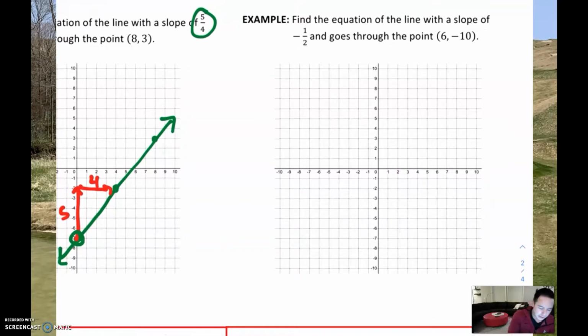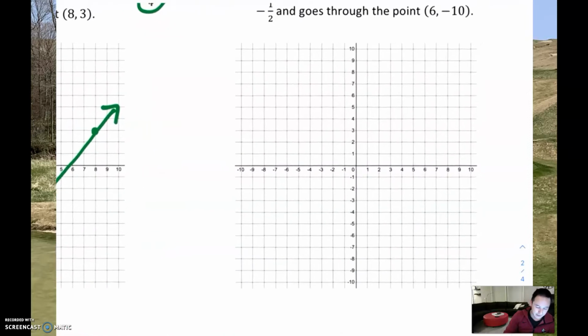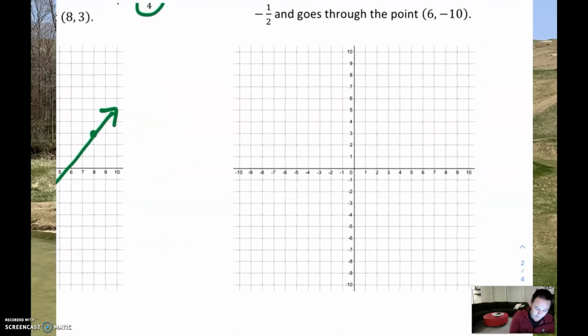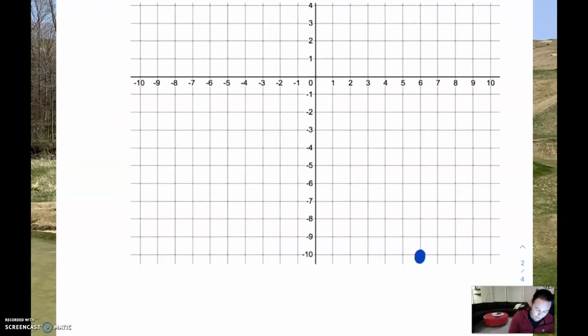And one more to do together. Find the equation of a line with a slope of -1/2, and it goes through the point 6, -10. Let's plot that point 6, -10. It goes 6 in the x direction and -10 in the y direction, and that's way down here, 6, -10. Now if it has a slope of -1/2, it would go down 1/2, and it would be somewhere about here. But again, we don't want to go that way. We're trying to find the y-intercept, which is back the other way. So let's just go backwards.